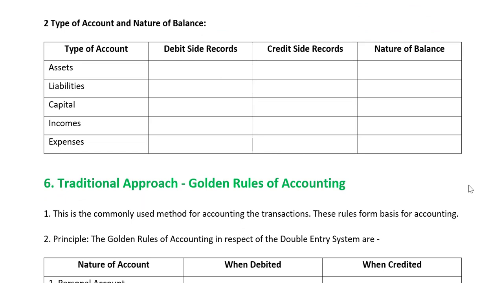Now we'll see the type of account and nature of account. So assets. As I told you, the nature of asset is debit. That means what? It is to be debited when it increases and it is to be credited when there is a decrease.